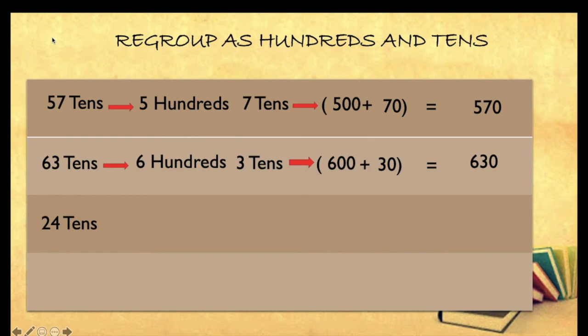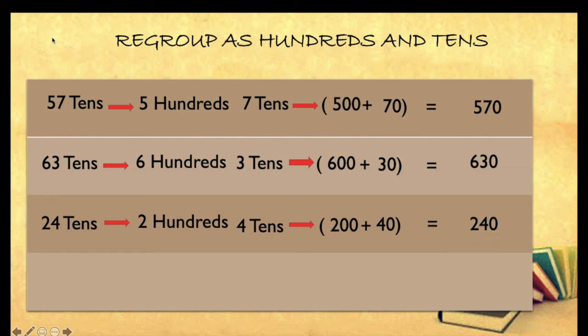Next, we have 24 tens. In 24 tens, how many hundreds do we have? We have 2 hundreds and 4 tens. 2 hundreds can be written as 200. And 4 tens is how much? 10, 20, 30 and 40. So, plus 40. So, when you add 200 plus 40, you get 240.